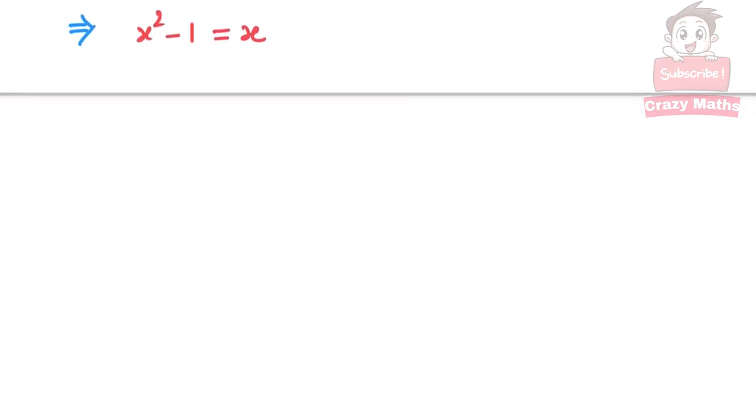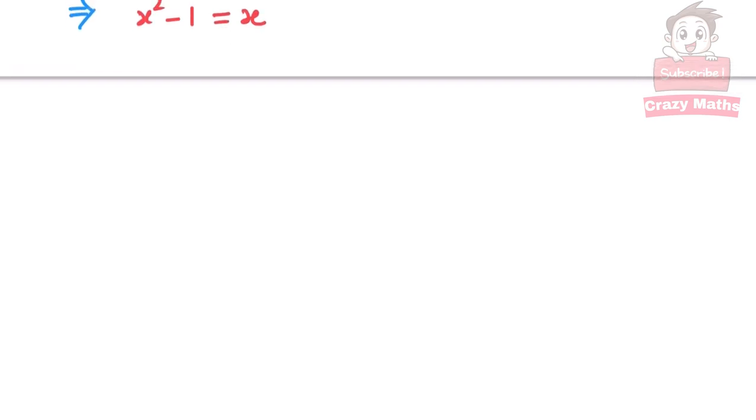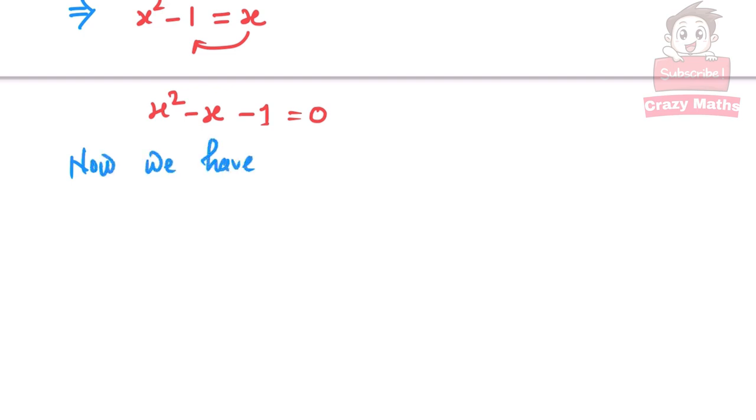Let's transfer x to left hand side. Then it will become x square minus x minus 1 equal to 0. Now we have to find the value of x, for which we have to find the roots of the equation.